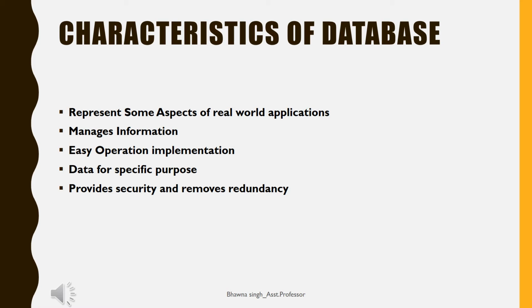Second one is it manages information. DBMS manages the information very effectively, and it manages all the information that is required by us, and it provides us that information whenever we need it. Third one, easy operation implementation. This means that using DBMS we can easily insert, delete, or update any record in the database, and all these operations can be done very easily if a user has some knowledge of the queries or the commands. Next one is data for specific purpose. That means we design a database for a particular or specific purpose.